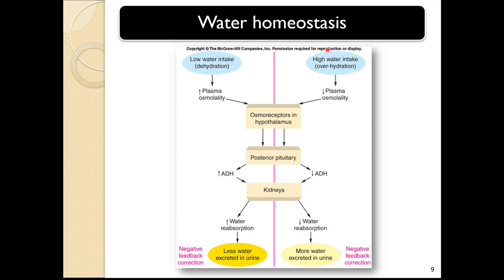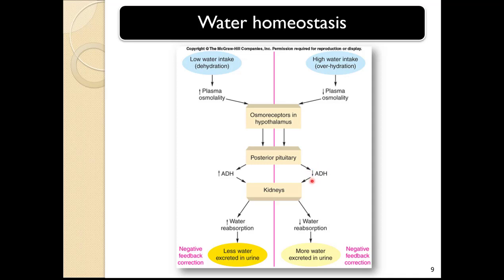Now, if somebody overhydrates, so drinks too much water, now they're decreasing their plasma osmolality. That osmolality is read in the hypothalamus. The signal is transferred over to the pituitary. The hypothalamus tells the pituitary to decrease the amount of antidiuretic hormone being produced. And it's actually the hypothalamus that's secreting this and releasing it through the pituitary.